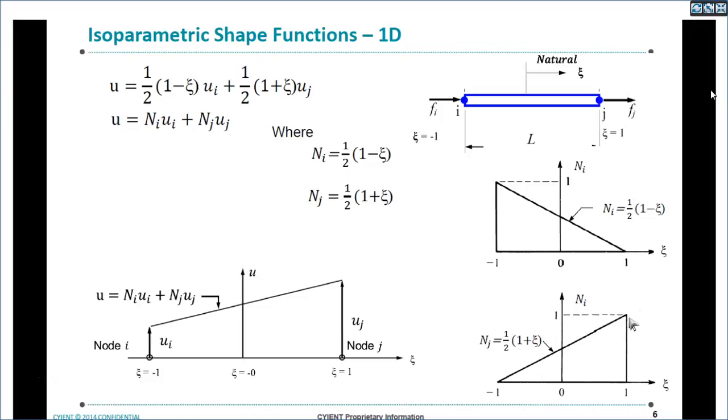So this is the overall shape function for this specific element.